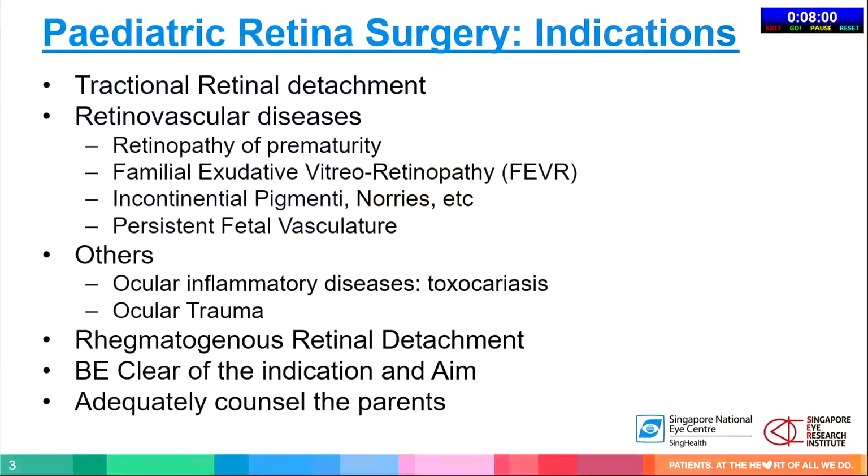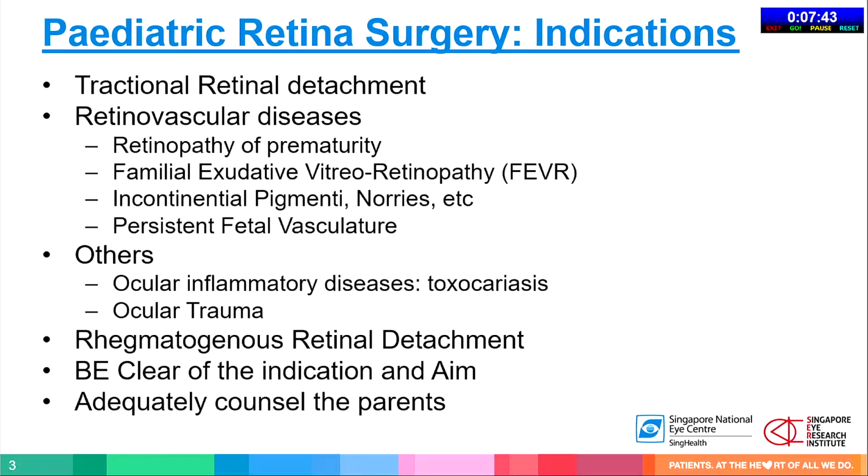So I think before we think about pediatric retinal surgery, we need to be very clear about the indications, and they can range from tractional retinal detachments, which is often a result of vascular diseases like ROP, FEVR, incontinentia pigmenti, etc. It could be the result of inflammation or trauma. It could be purely rhegmatogenous. And you need to be clear what your aim, your indication is.